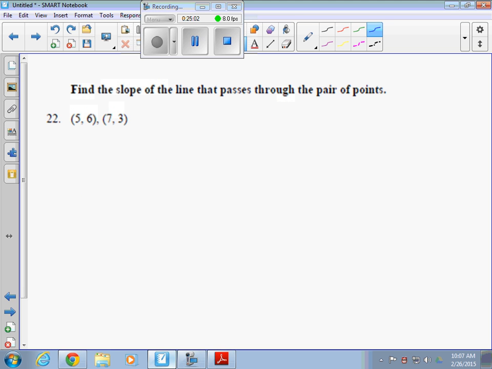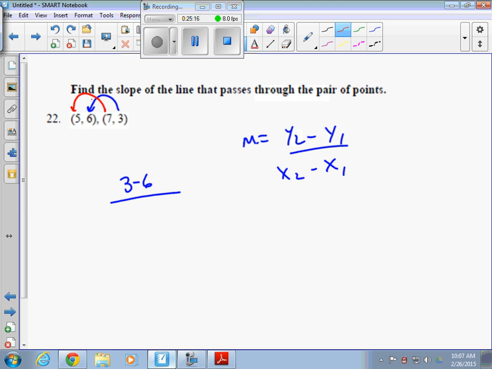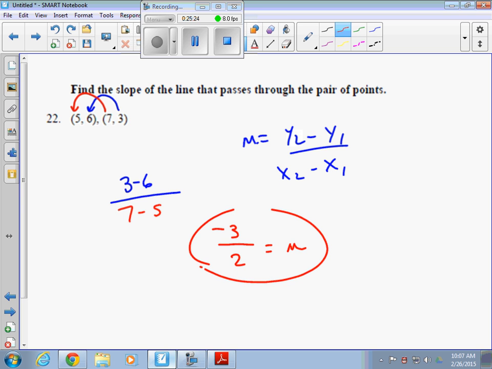22 says find the slope. M equals y sub 2 minus y sub 1 over x sub 2 minus x sub 1, or y sub 2 minus y sub 1, 3 minus 6, over x sub 2 minus x sub 1, 7 minus 5. 3 minus 6 is negative 3. 7 minus 5 is 2. Your slope is simplified there at negative 3 over 2.